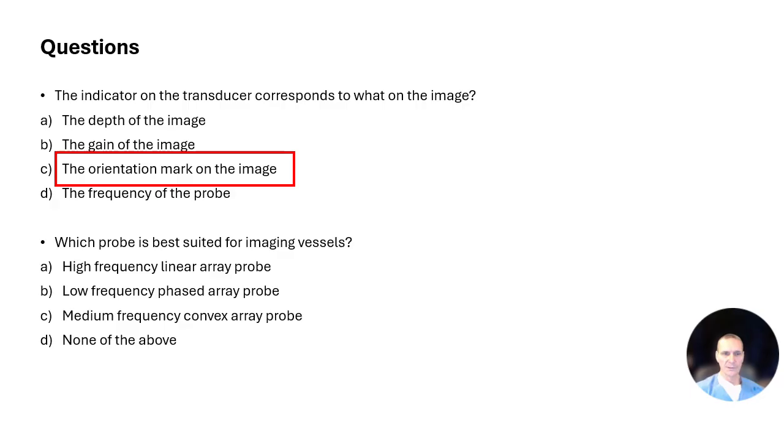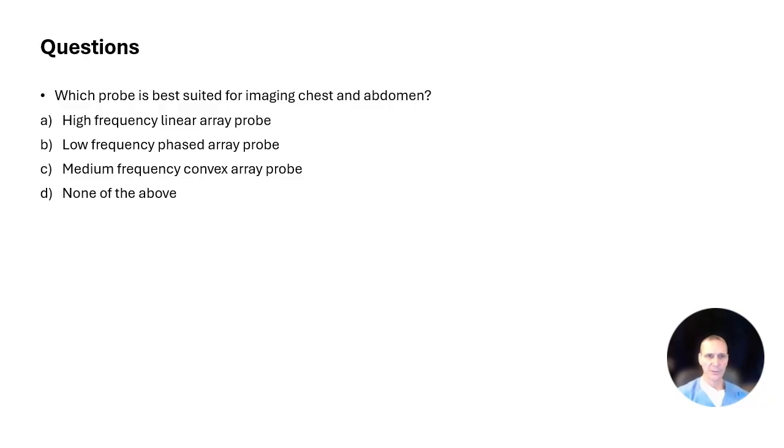Which probe is best suited for imaging vessels? High frequency linear, low frequency phased array, medium frequency convex, none of the above. High frequency linear. Which probe is best suited for imaging the chest and abdomen? High frequency linear array, low frequency phased array, medium frequency convex, none of the above. Actually, if you can only choose one, you want to choose the phased array. Remember, the phased array will get between the ribs on the heart, so the chest. However, the convex could be used to scan the abdomen, but when you go to image the heart, it will obtain the subxiphoid views, but the other images would be challenging.